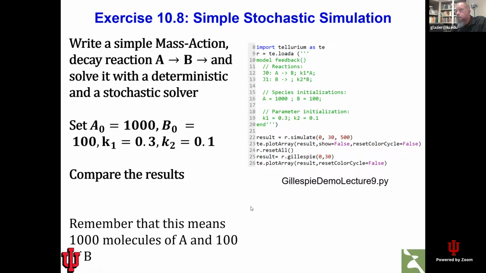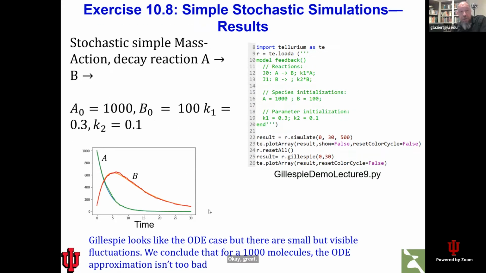Okay, great. So what you got looked something like this. The stochastic version is a little bit noisy, but they basically follow the same curve. And so if you have 1,000 copies of A and 100 copies of B, for this parameter set, it would be legitimate to say that the continuum approximation, the ODE approximation, works pretty well. You may have a few percent error, but that's tolerable.